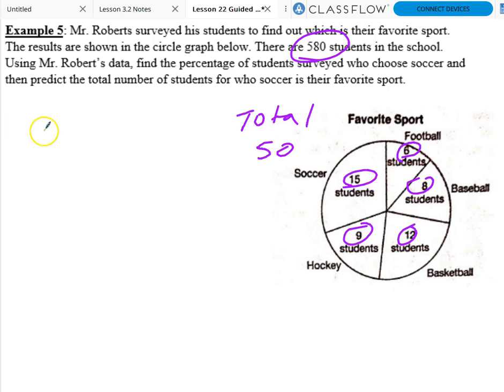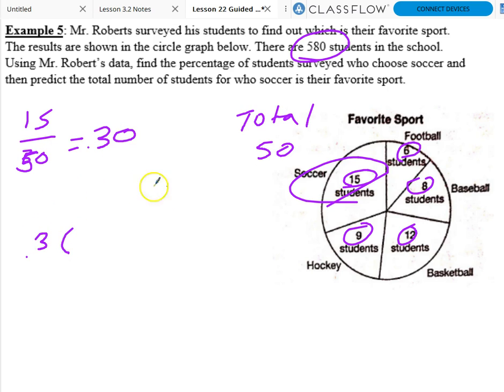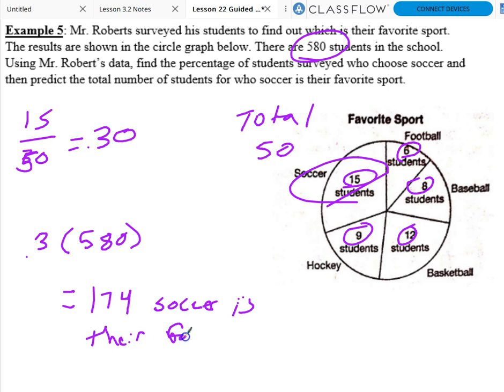So 15 kids like soccer out of the, I'm sorry, out of the 50 people polled. So that's going to be 30% or 0.3. So again, we are going to take this percentage of 0.3, times it by the total number of people in the school. So 0.3 times 580. So 174 people say that soccer is their favorite sport.